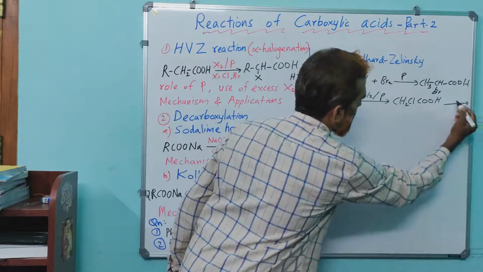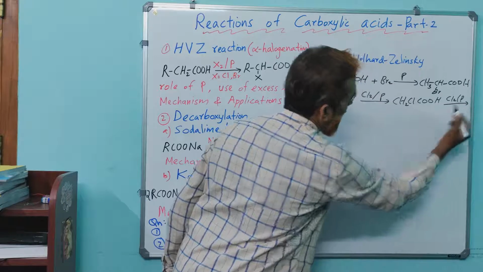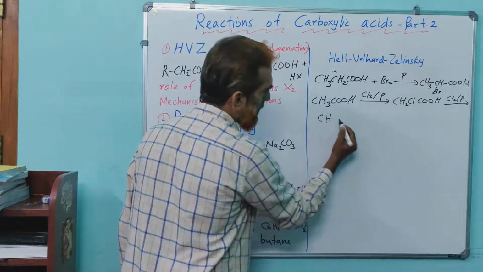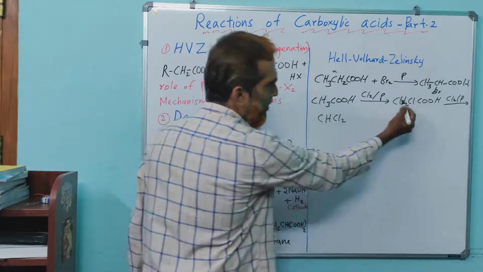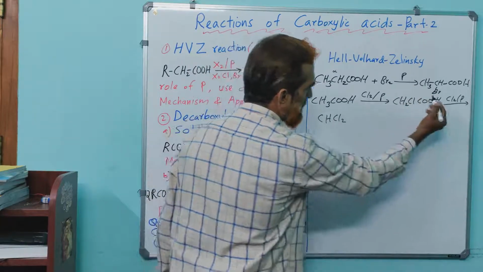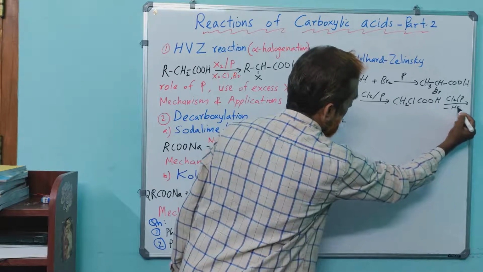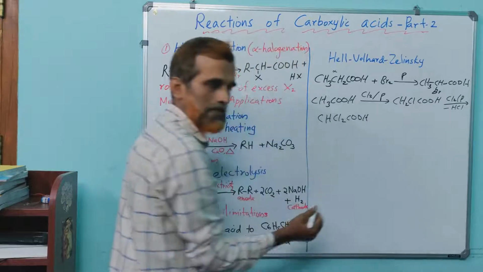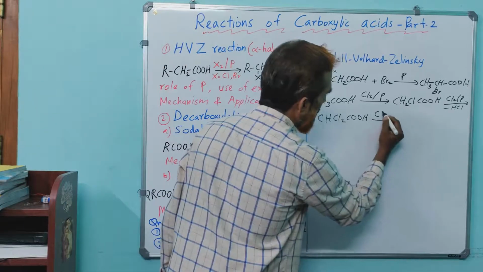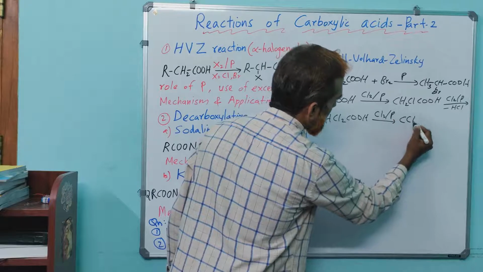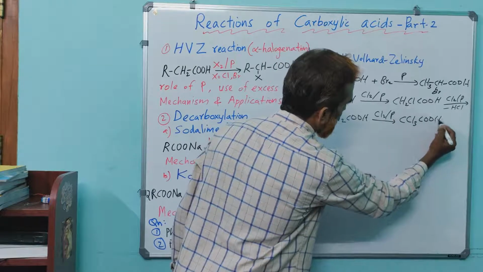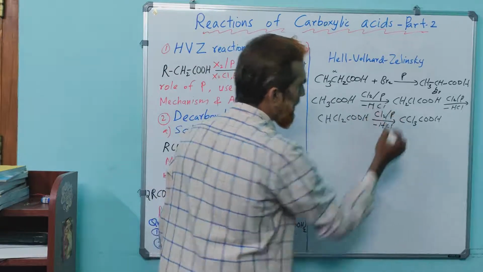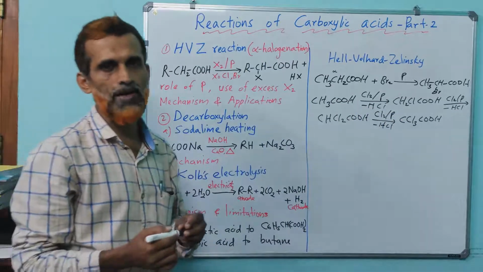If you continue using more chlorine, more and more alpha hydrogens get replaced. So next you get CHCl2COOH, one more H is replaced by Cl. Of course there is the byproduct HCl, you can write it like this also, minus HCl. So you have dichloroacetic acid, and finally you get CCl3COOH. Here minus HCl, here also minus HCl. So you finally get trichloroacetic acid or trichloroethanoic acid.